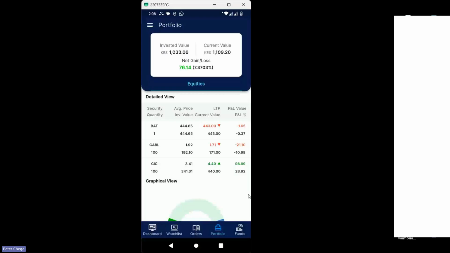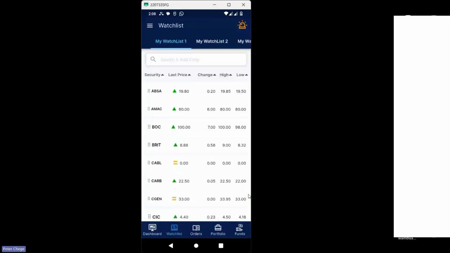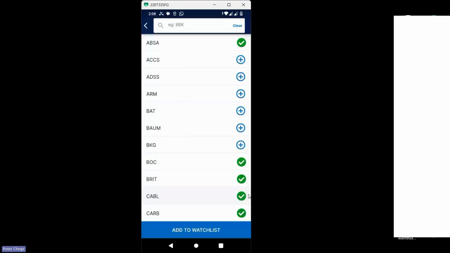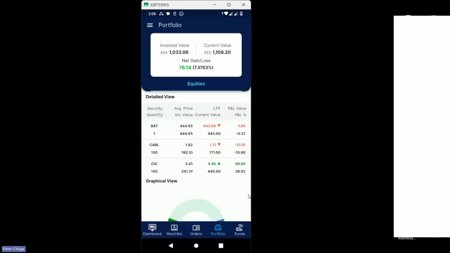What happens if I buy more BAT? It's 444. If we go to the watch list and check the price for BAT, is it here? I removed it. So if you can't see a share, you just click on search, then scroll to where it is, BAT, click on the plus sign, then click add to watch list. It is added. So notice it is 443. If I buy shares today and go to portfolio valuation, that average price will still change to another figure. So this break-even point is affected by the price you buy shares at.